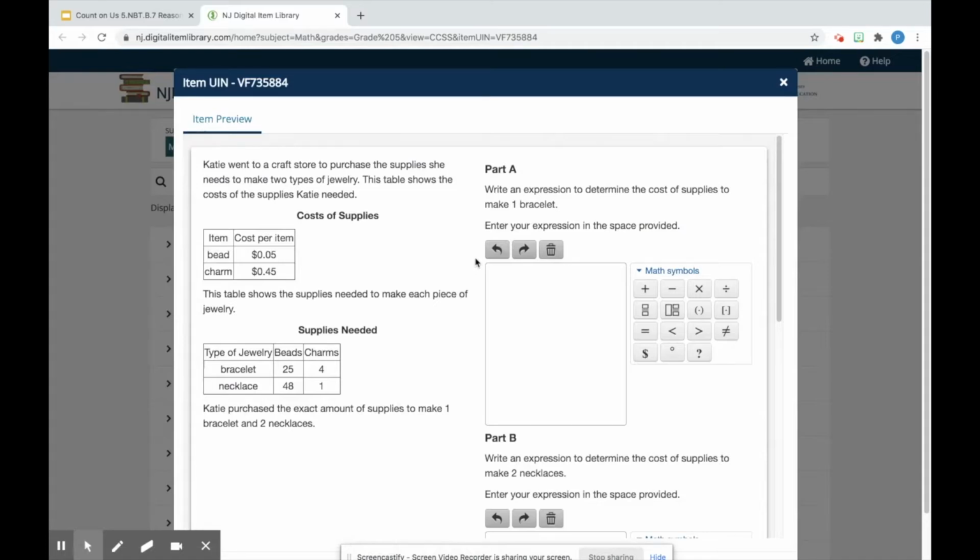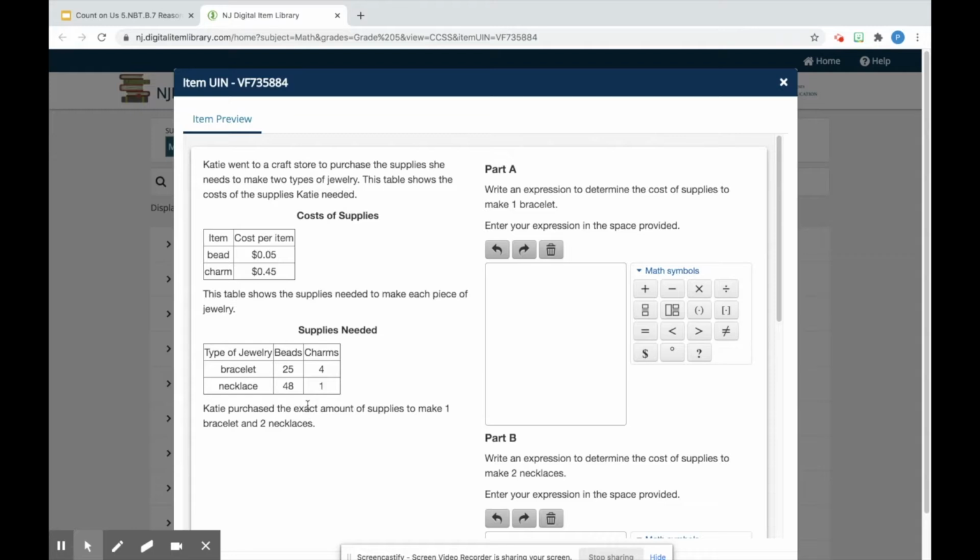The first time, I'm just going to read the problem and begin to think about, well, what is this problem really telling me? So Katie went to the craft store to purchase the supplies she needs to make 2 types of jewelry. This table shows the cost of supplies Katie needed. Cost of supplies: beads, 5 cents, charm, 45 cents. This table shows the supplies needed to make each piece of jewelry. Bracelet, 25 beads, 4 charms. A necklace, she needs 48 beads and 1 charm. Katie purchased the exact amount of supplies to make 1 bracelet and 2 necklaces.